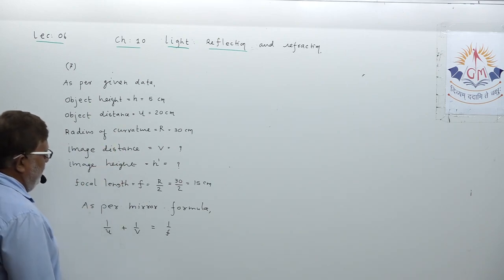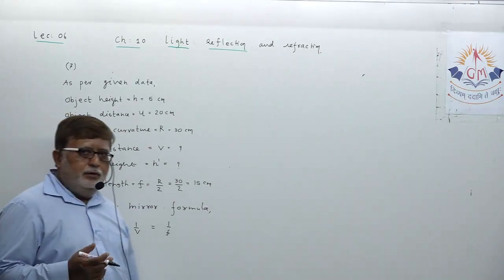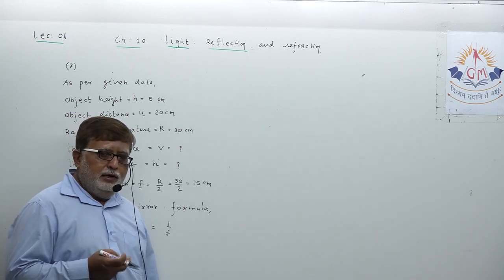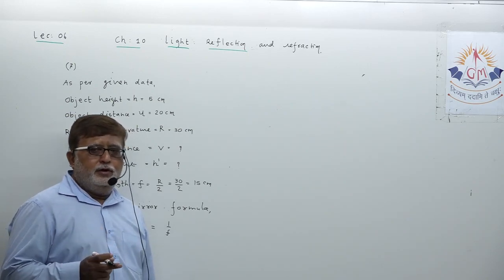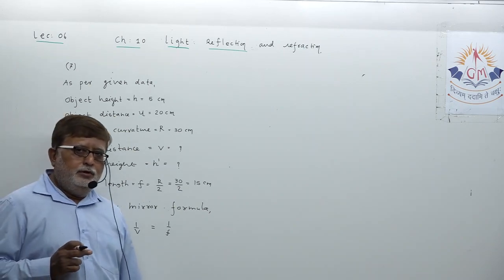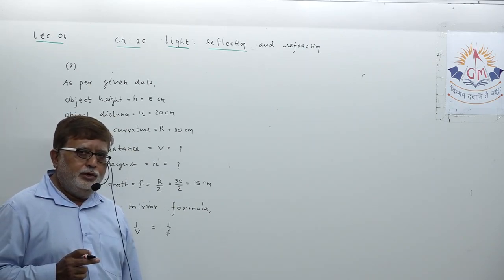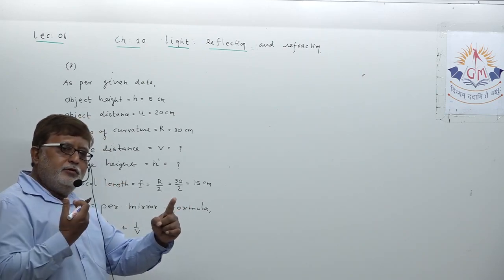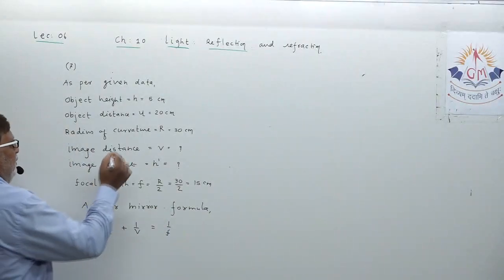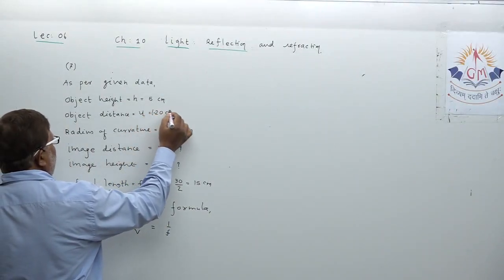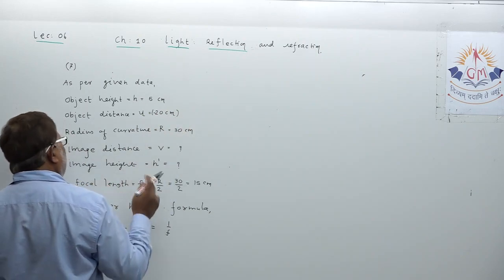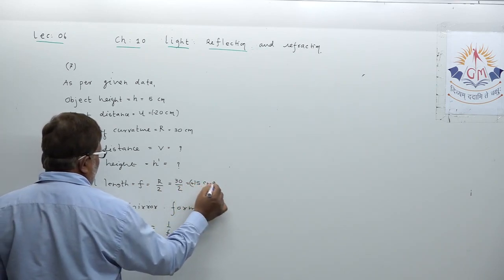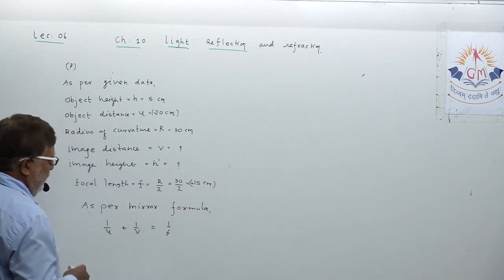U equal to 20. You all know, dear student, if you can collect the information of last lecture. As I told you, as per the Cartesian sign rule, you can never be positive because object is always kept to the left side of the mirror. So object distance, dear student, we will always take as negative. Because it is convex mirror, focal length is always positive, that we discussed.